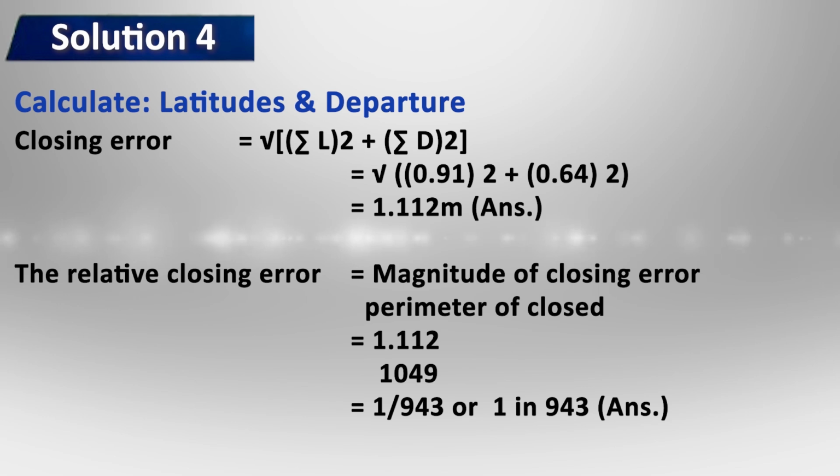We know that the relative closing error will be equal to closing error divided by perimeter. So the value would be 1.112 divided by the perimeter, that is summation of all lengths, 1049, which is equal to 1/943, that is written as 1 in 943.